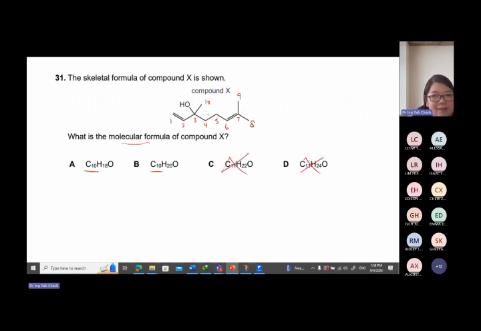What other elements? Oxygen. There's 1 oxygen here. Only 1 oxygen. 1 O, cannot rule out. Now last one will be hydrogen. 1, 2, 3, no hydrogen here, 4, 5, 6, 7, 8, 9, 10, 11, 12, 13, 14, 15, 16, 17, 18. 18 hydrogen. So the answer is A.